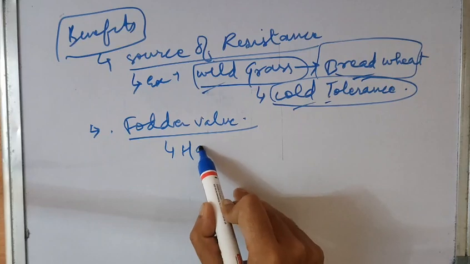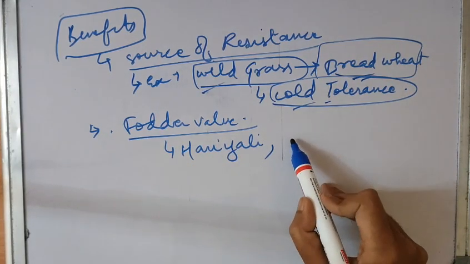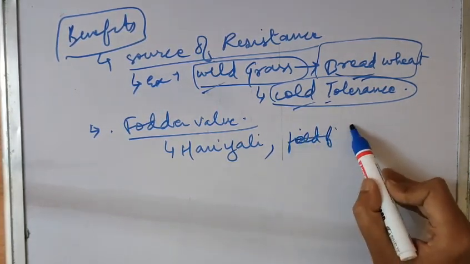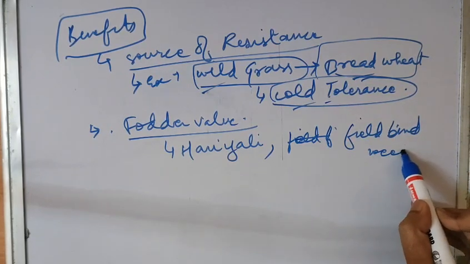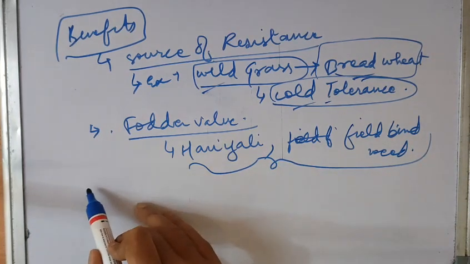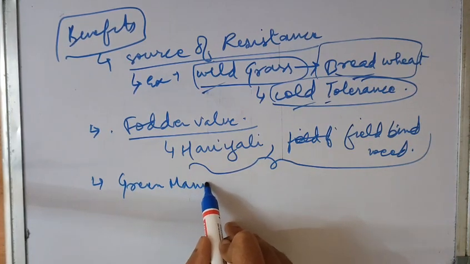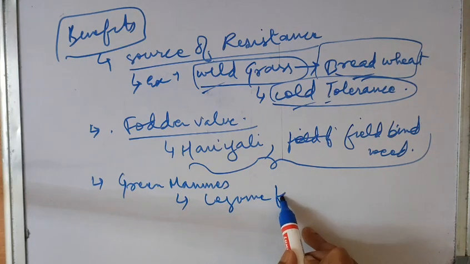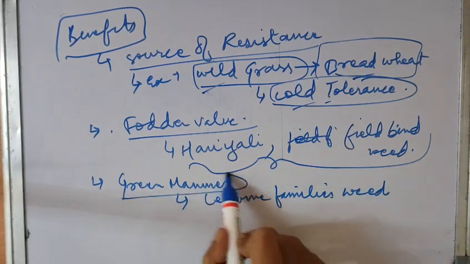Some weeds, you have seen about Haryali. There is one more, field bindweed. These are some common good fodder weeds for milch animals. Weeds can act as green manures, mainly weeds of legume families. Legume family weeds are good for green manuring.